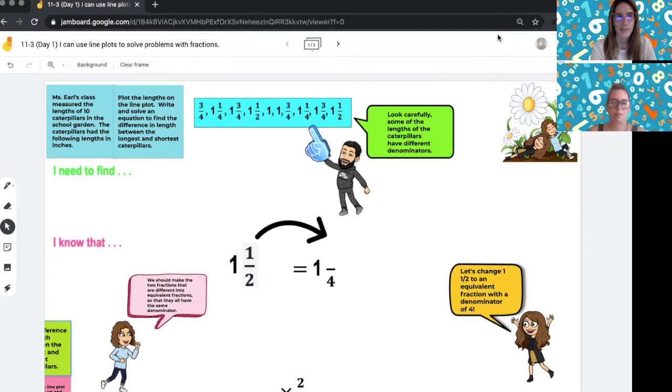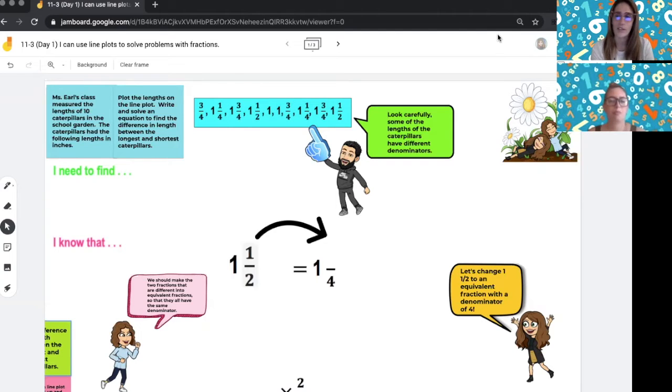Miss Earle's class measured the lengths of 10 caterpillars in the school garden. The caterpillars had the following lengths in inches: 3/4, 1 1/4, 1 3/4, 1 1/2, 1, 1, 3/4, 1 1/4, 1 3/4, 1 1/2. Plot the lengths on the line plot. Write and solve an equation to find the difference in length between the longest and shortest caterpillars.